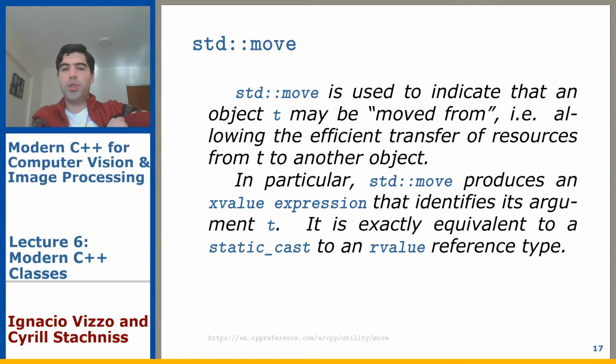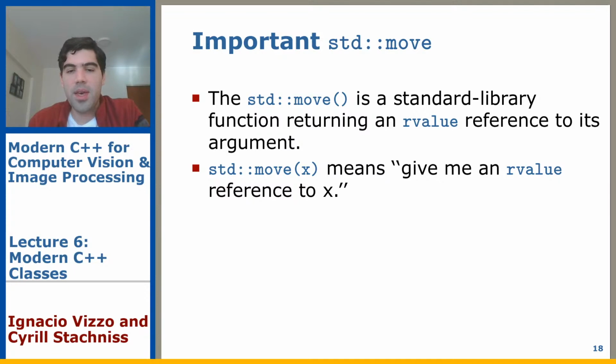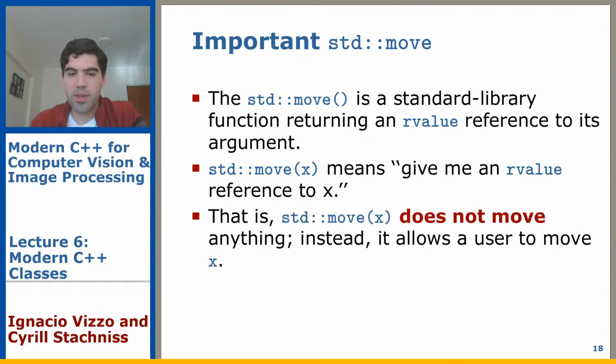So std::move is used to indicate that an object T might be moved from. This actually means allowing efficiency in transferring resources from one object to another. In particular, it will produce an X value expression that identifies its argument T. It's exactly equivalent to a static cast to an R value reference type. So this is a definition. It's impossible to understand, so there are some examples here. This move is part of the standard utility library. The idea behind move is that I will give you a left value and you will give me an R value reference.